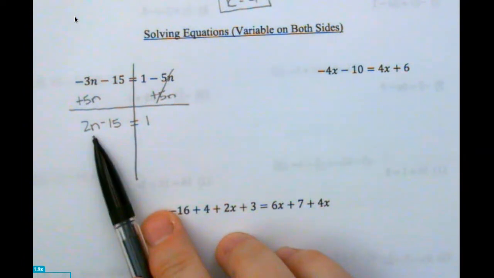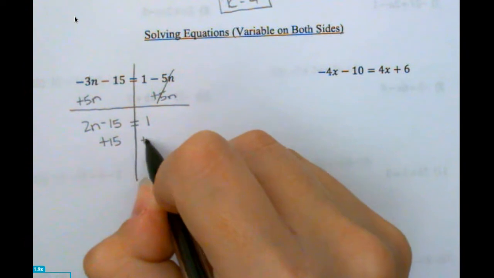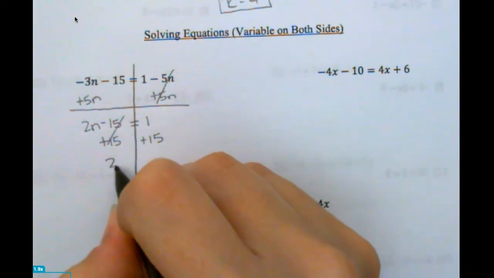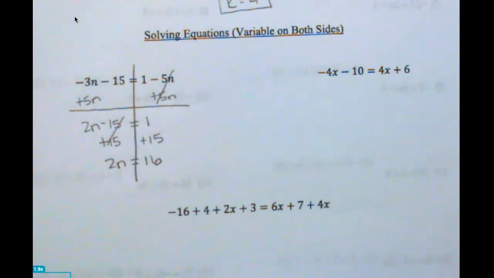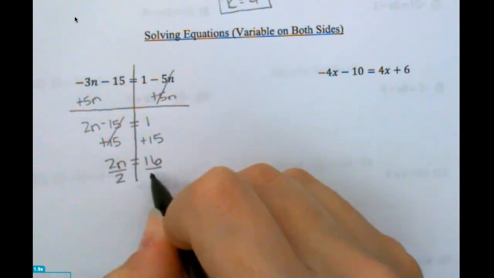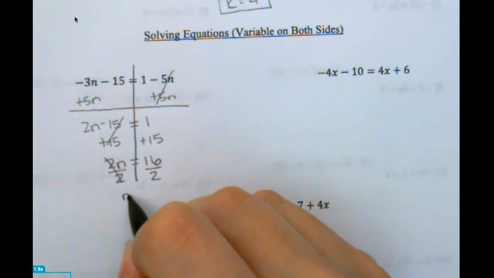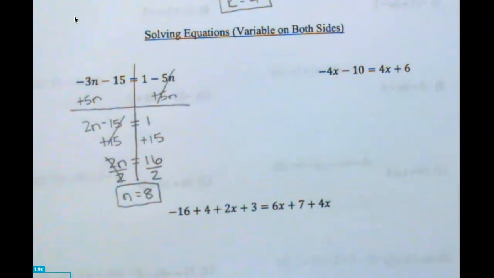Now I want to try and get n by itself. So I'm going to add 15 over. The 15s cancel out, and I get 2n equals 1 plus 15 is 16. Divide both sides by 2. The 2s cancel out, and 16 divided by 2 is 8. So I get 8 for my answer for that problem.